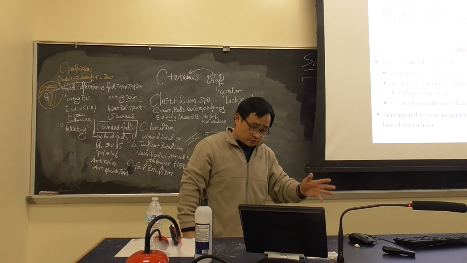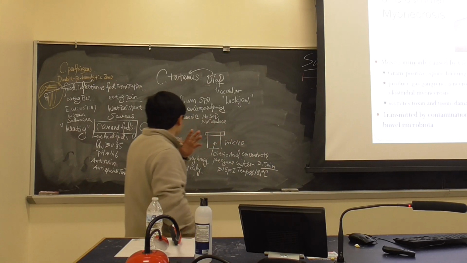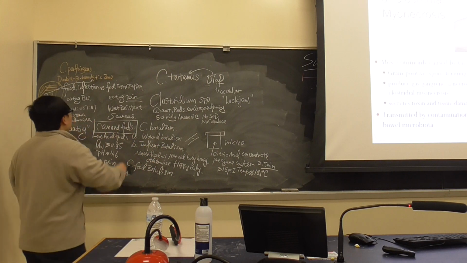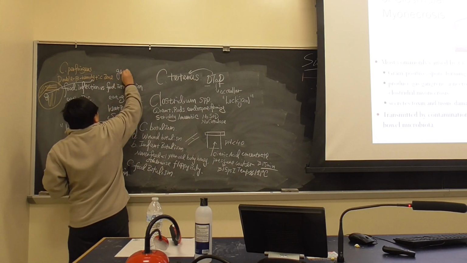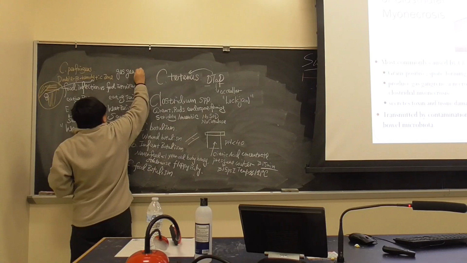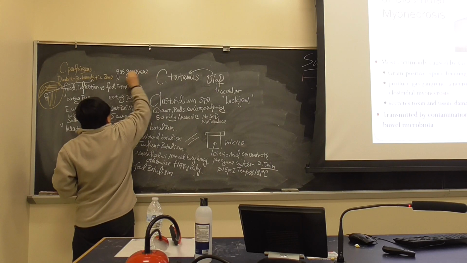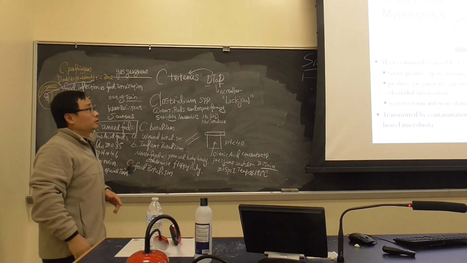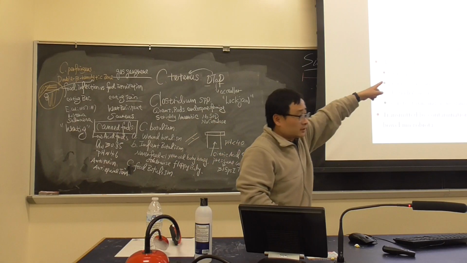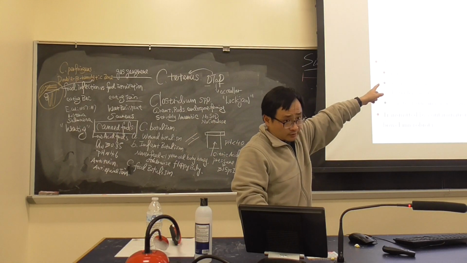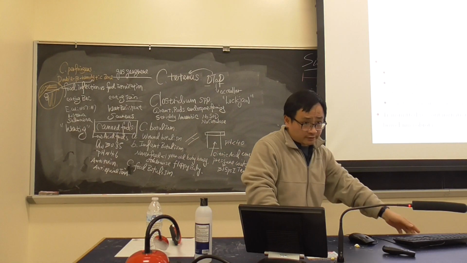Clostridium perfringens causes a very typical symptom: gas gangrene. And this is what it looks like. That's what happens in gas gangrene. Why does it look like that?